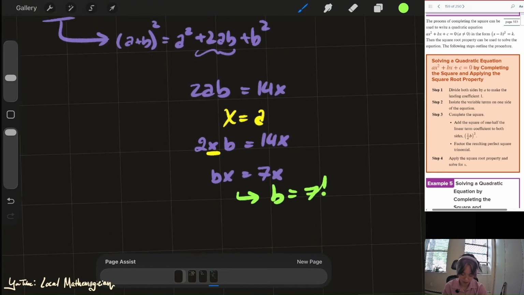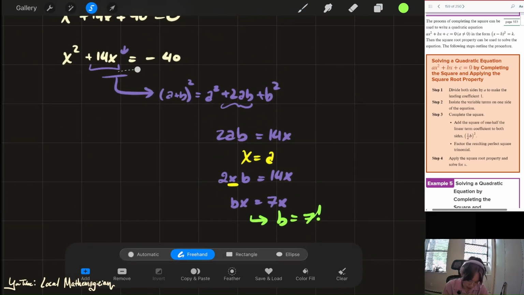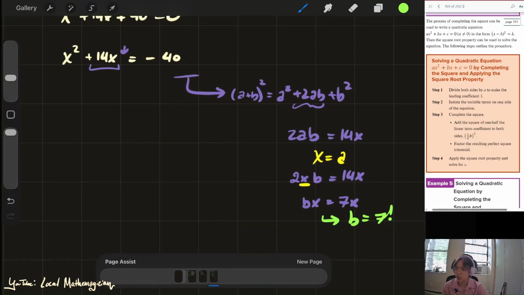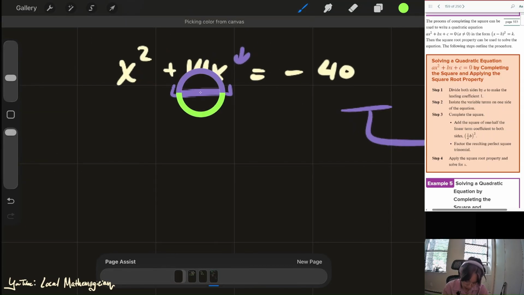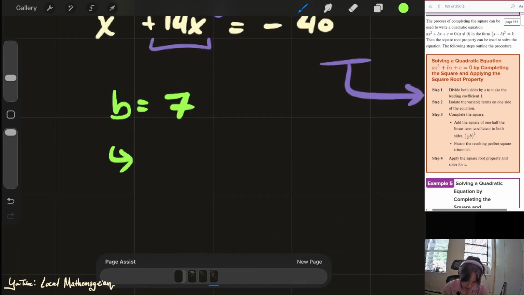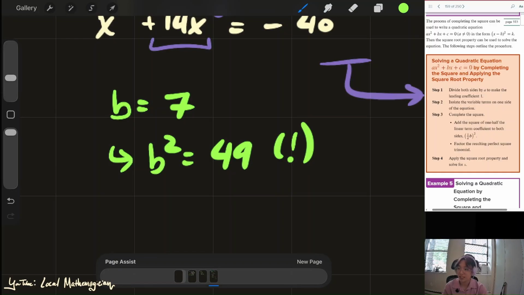Okay? So, given that little side quest, this is how I loosely expect you guys to work it out. If there are other ways that you find more intuitive, that's fine. I think this is just the most intuitive and efficient, okay? We know that b is equal to 7, right? Which means b squared is equal to 49, right?